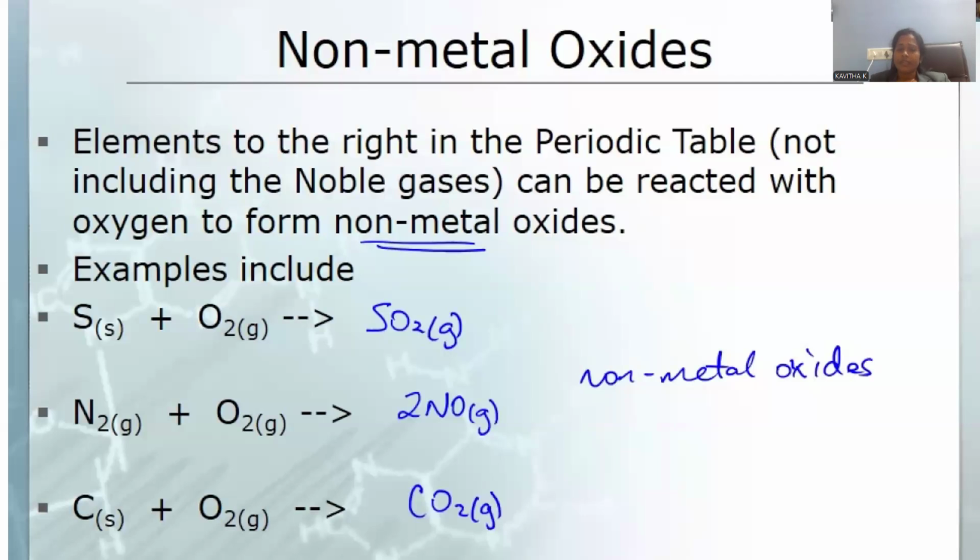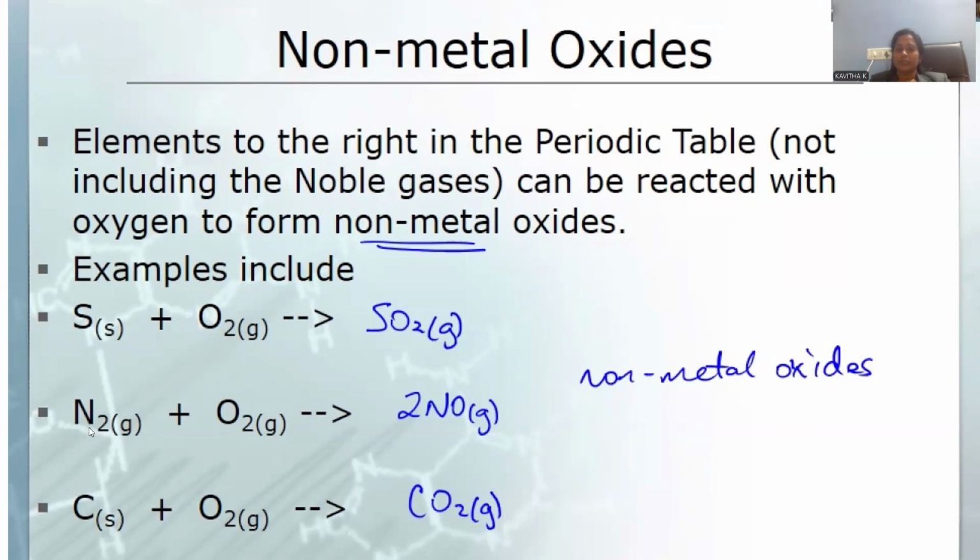Let's observe non-metal oxides. Sulfur is a non-metal. It is a kind of solid. Everybody is aware it is hexagonal, and the S8 molecular form is available for sulfur. This sulfur combined with oxygen gives rise to sulfur dioxide gas. Right, sulfur dioxide gas will be originated.